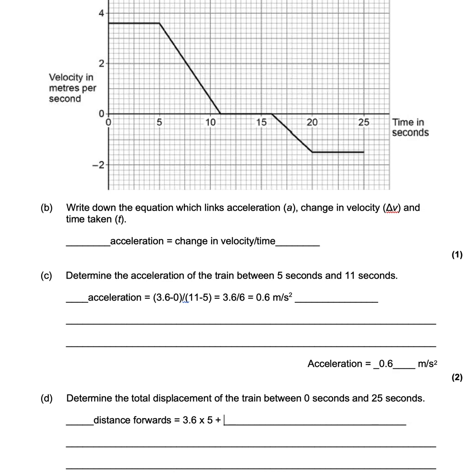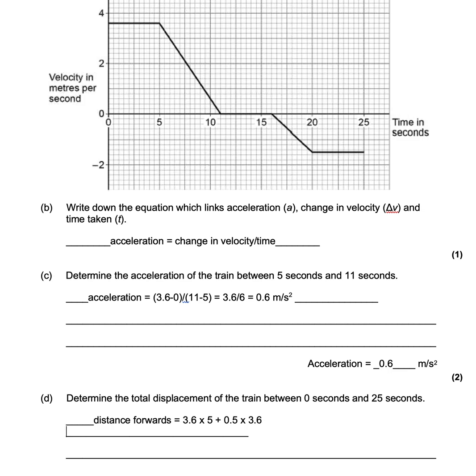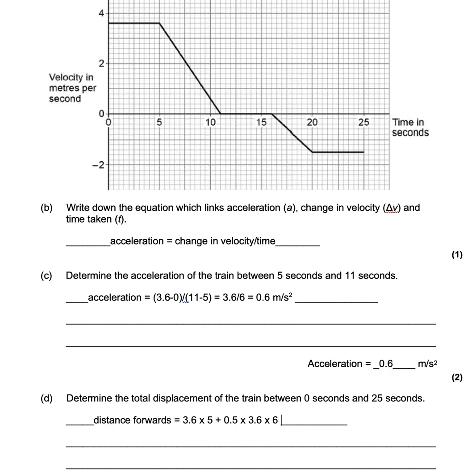So 0.5, which is a half, times 3.6 times 6. Okay, and that will work out at 28.8 metres. So that's 2 marks for that. Then we want to do distance backwards.